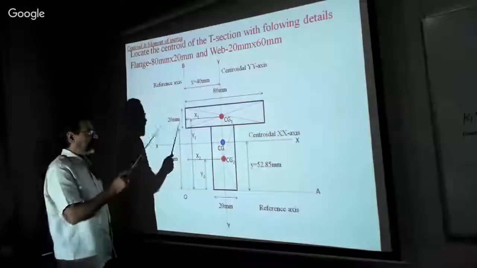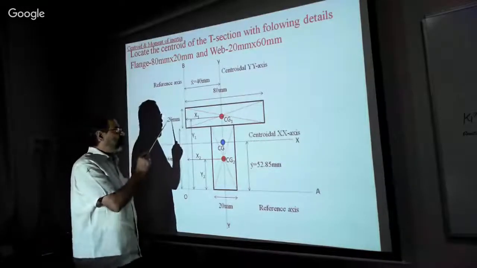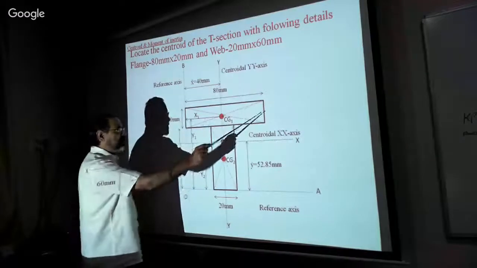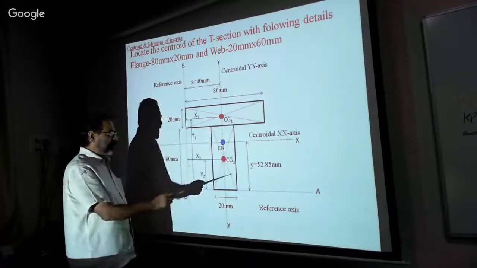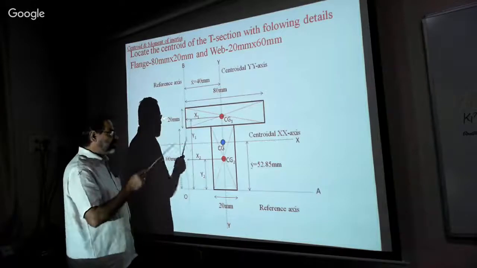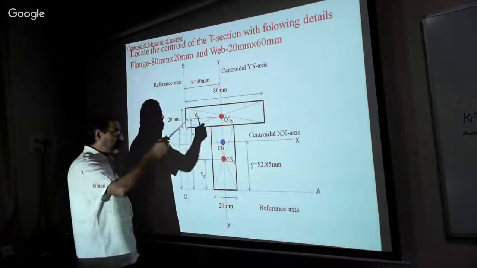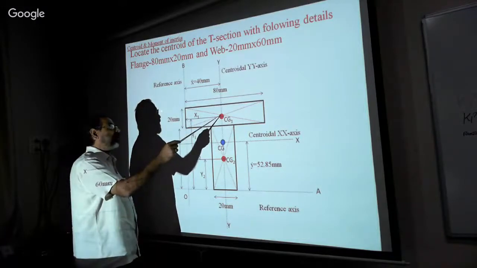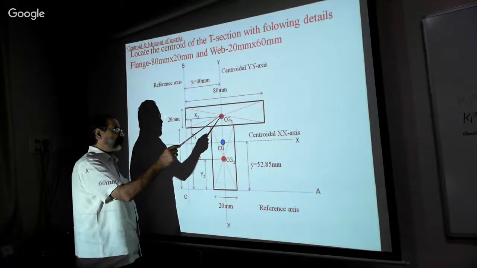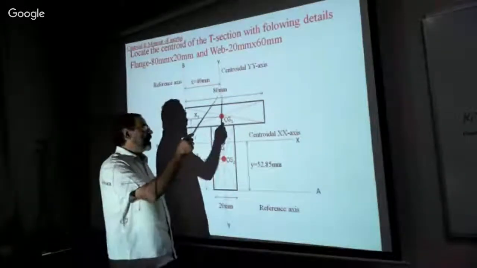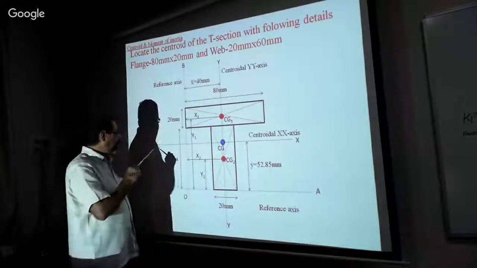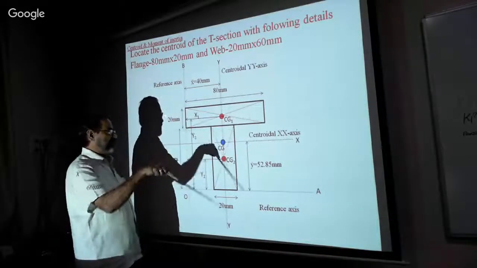Please understand, there are three x-axes. One is the centroidal x-axis for figure 1, another for figure 2, and another for the T section. Similarly, we have a y-axis for section 1, a y-axis for section 2, and a y-axis for the T section. This is the y-axis, and this is the x-axis for the T section.